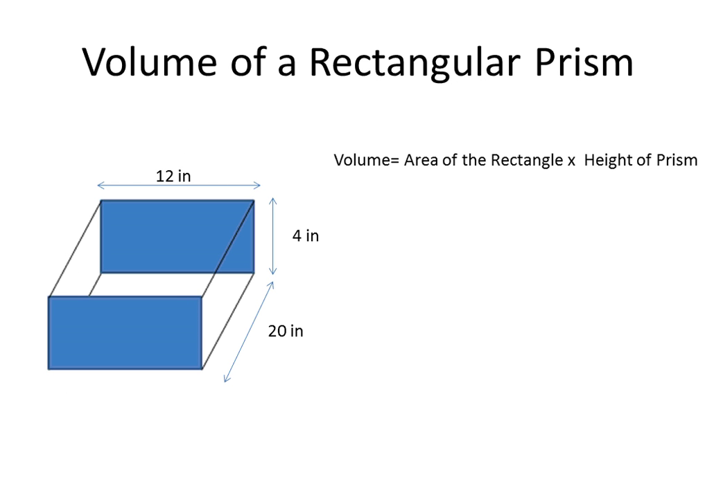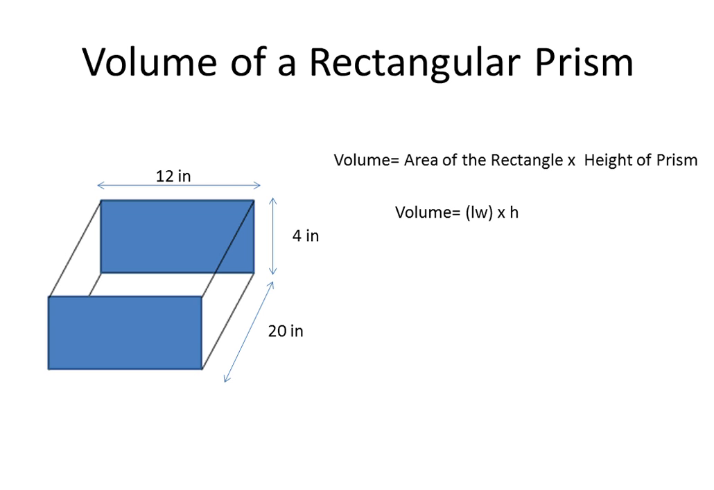So let's do an example. How would we find the volume of a rectangular prism? So look at the rectangular prism with the following dimensions. The first thing that you want to do is find the area of the base. So the area of the base is a rectangle. And then you want to multiply it by how long the prism is, or the height of the prism.